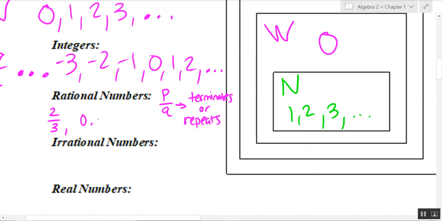Or 0.32. And that terminates, meaning it doesn't go on forever. 2/3, on the other hand, if we wrote that as a decimal, it would be 0.6 repeating. And it repeats over and over and over again. So this one on the left repeats. The one on the right terminates because it stops. There are no other decimal places after the 3-2. These are rational numbers, and they have a symbol of Q.